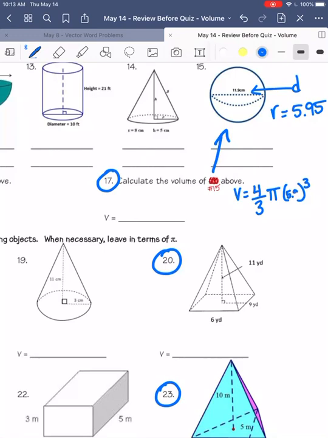Okay. And now we can type it in. Now I'm going to do this, remember. So I'm just going to do 4 parentheses 5.95 and then caret 3. So you get a pretty large number with decimals also, which is not ideal, but it is what it is. And then divide it by 3. So you get, most of you put it in this form.